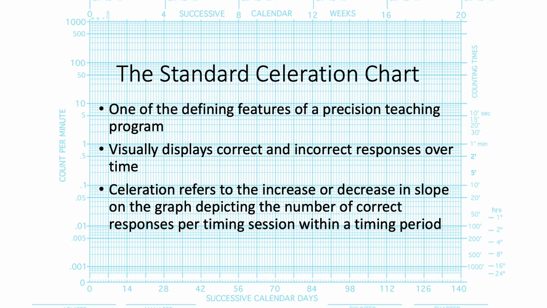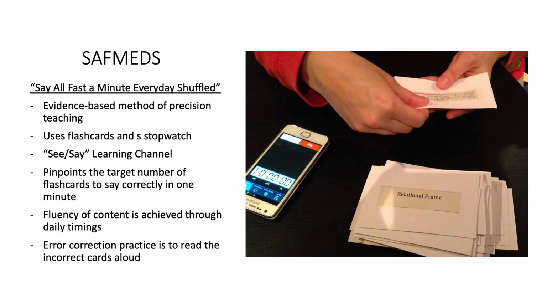The standard acceleration chart is probably the best known feature of precision teaching. It visually displays correct and incorrect responses over time, and the acceleration refers to the increase or decrease in slope on the graph, depicting the incorrect and correct responses in a timing period. So we're going to go over standard acceleration charts in another video because there's a lot to know about graphing. But right now I'll tell you about our method of instruction, which is the SAFMEDS method.